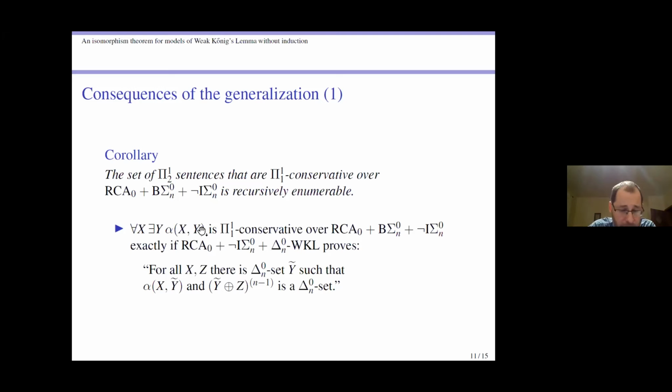So you don't quite get provability in Delta_n with Kőnig's lemma of these Pi^1_1 conservative Pi^1_2 statements, but you get some approximation of that, and that's the RE criterion for conservativity.